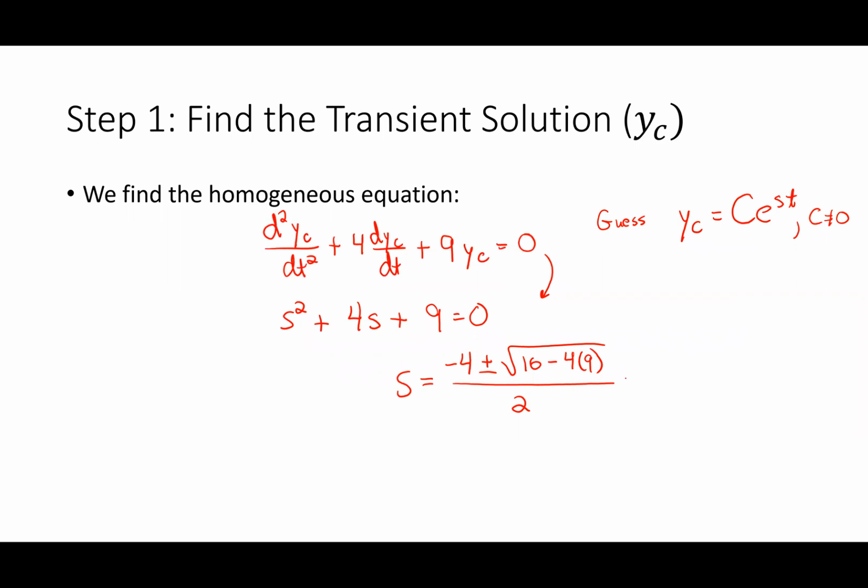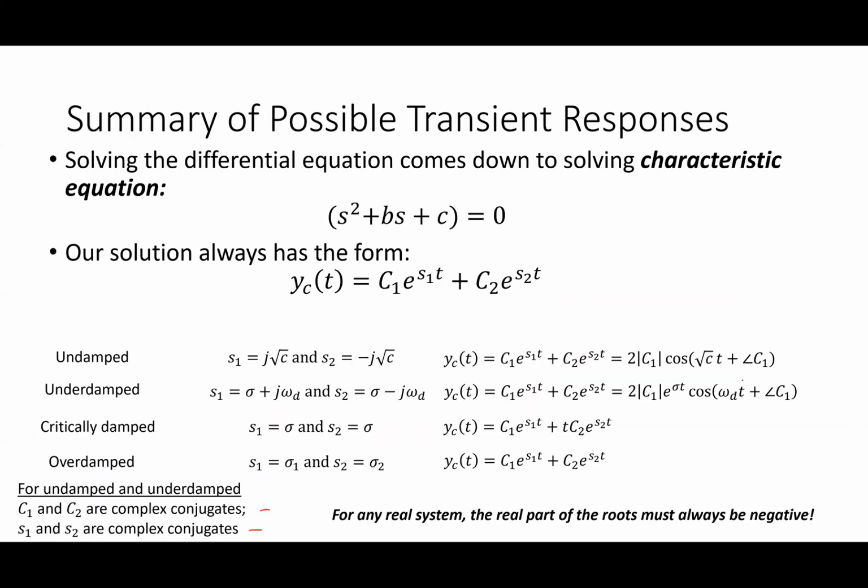So I'm going to write this as negative 2 plus or minus j omega_d, where I know that the two roots I'm going to get are going to be complex conjugates of each other. And let's go back to our general forms of the solution. This one's clearly in the underdamped category, where I'm going to have a fully complex result and my two roots to be complex conjugates of each other.